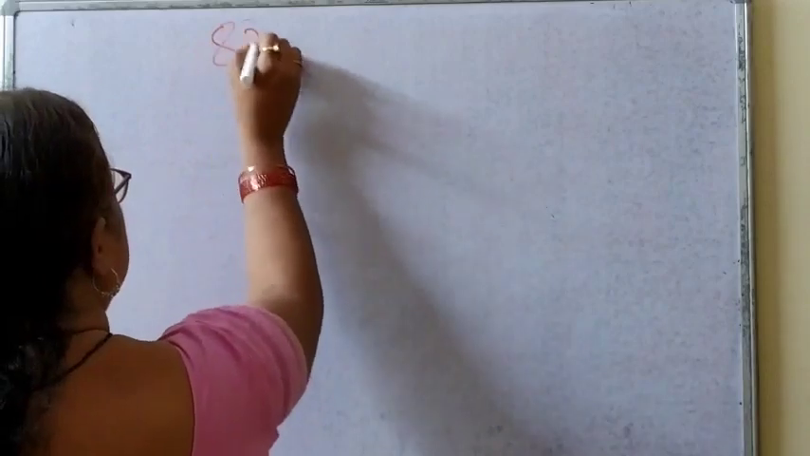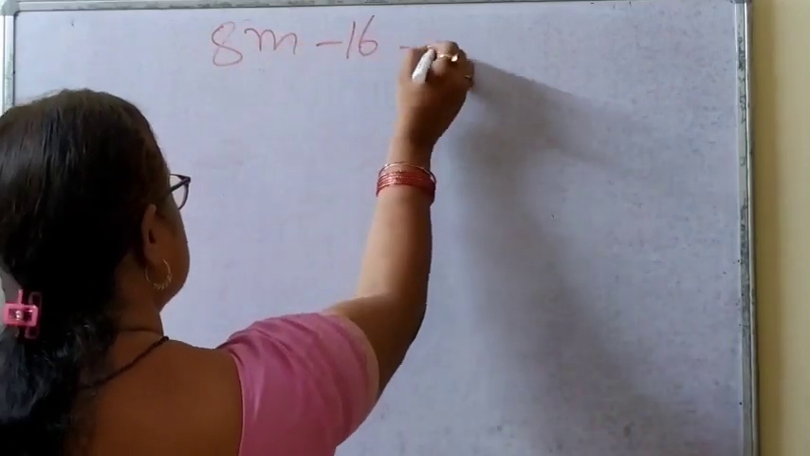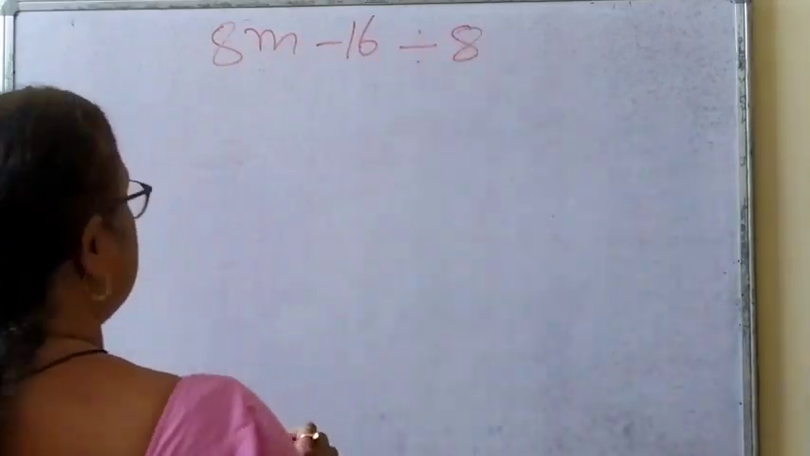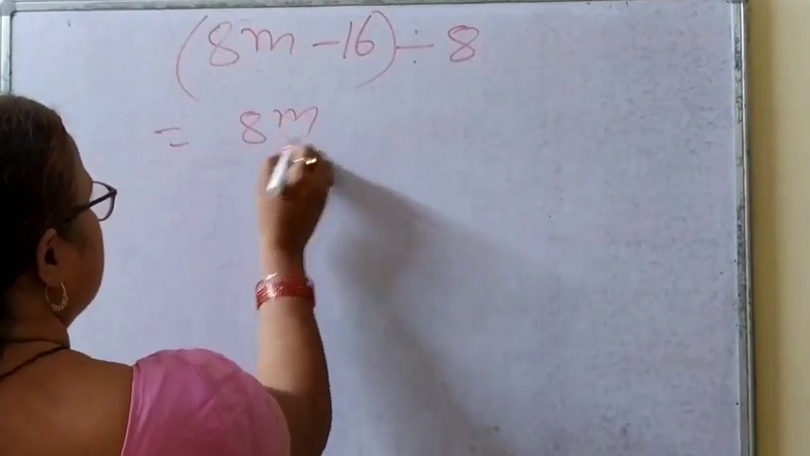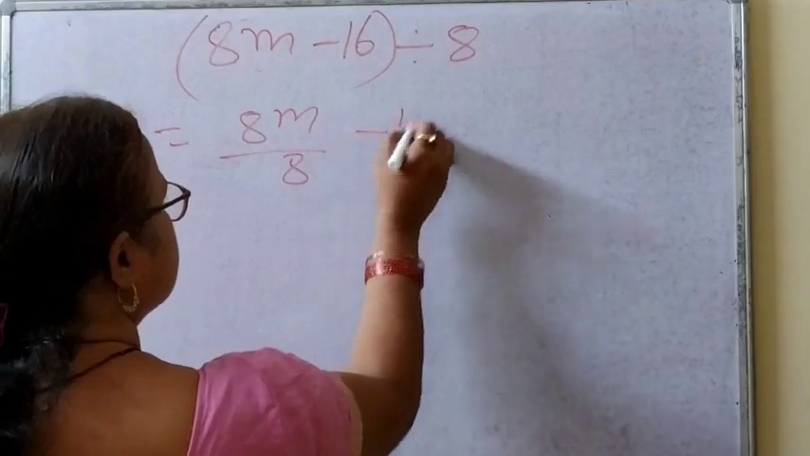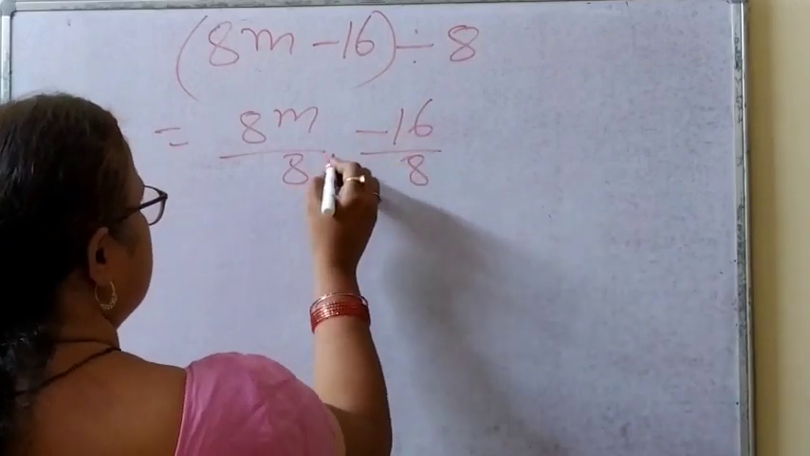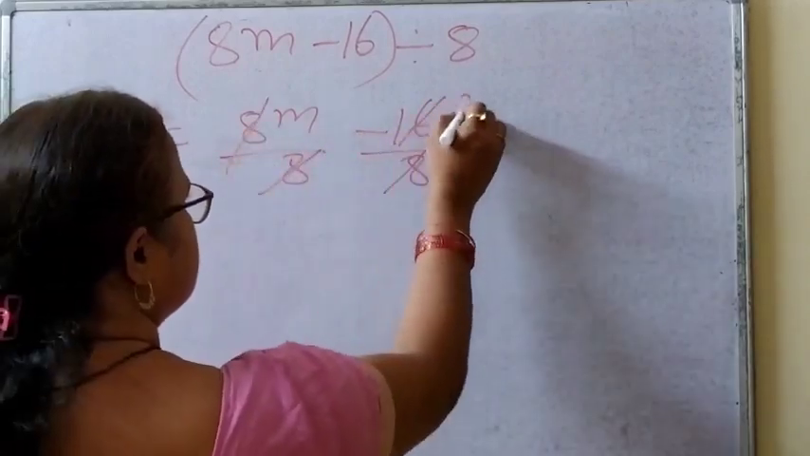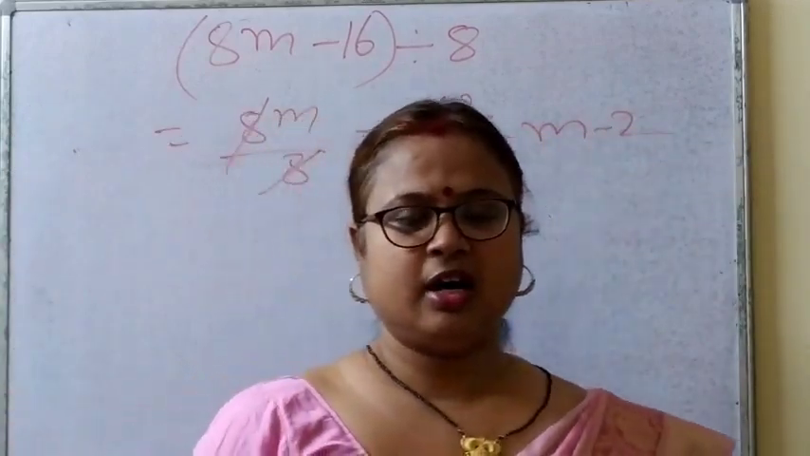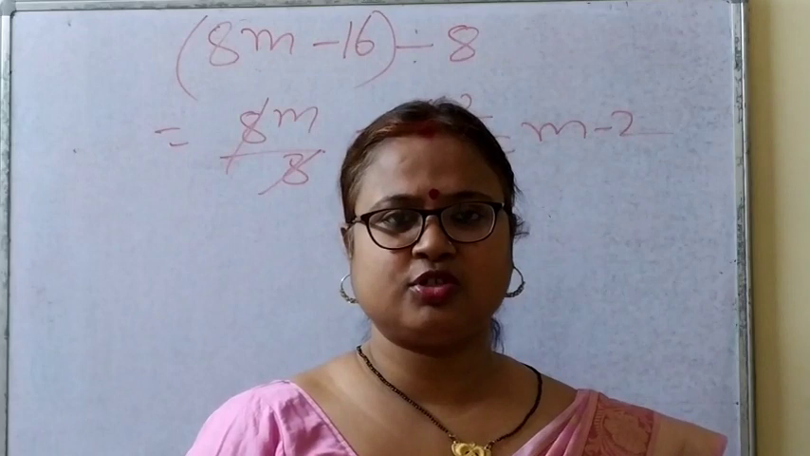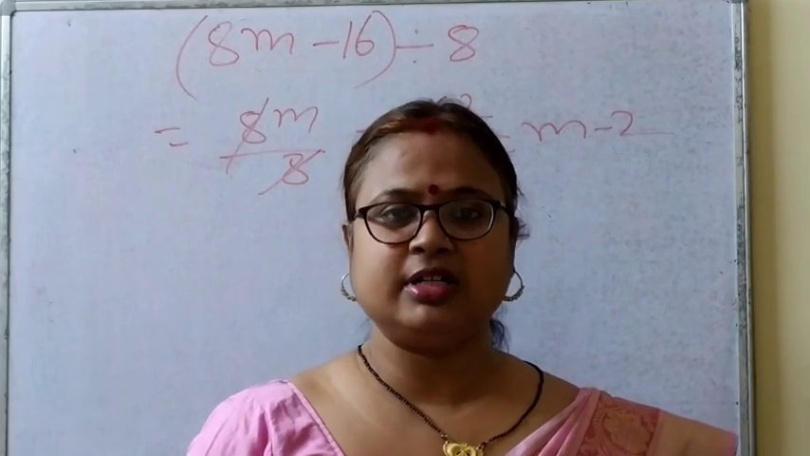Now, if the question is again given: divide 8m minus 16 by 8. So of course, how will we divide? 8m by 8, minus 16 by 8. The 8s cancel: 8 into 16 is 2, so we get m minus 2. M minus 2 is the answer. So it is just a one-line process you have to do, or you can do it mentally also.